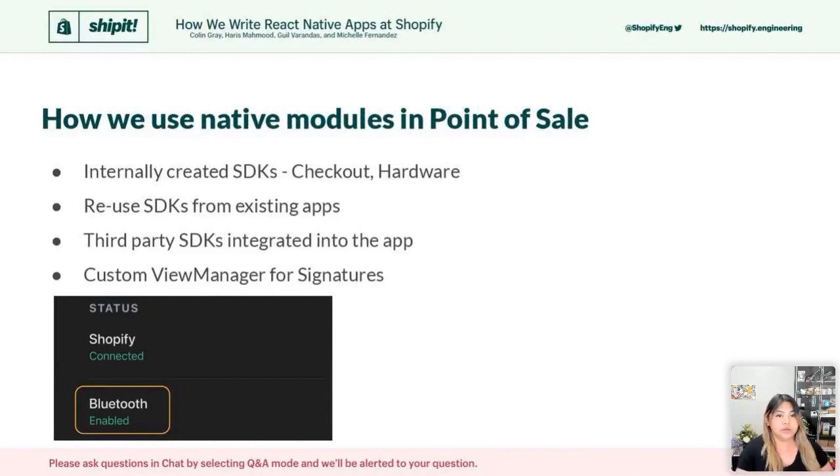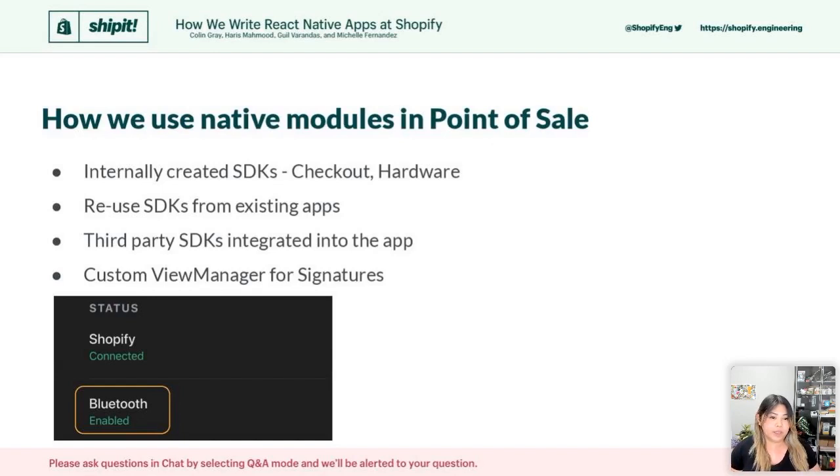So how do we use native modules in point of sale? We have internally created SDKs for our checkout process and for the hardware pieces that we used in our previous app. Our previous point of sale app was an Android native app. The new one is a React Native app. We had existing SDKs for them, which we have then used in our React Native app with success. There are also third-party SDKs that your company or yourself may not have created, but are available for you to use. You can then use that SDK to integrate it into your app to use that feature.